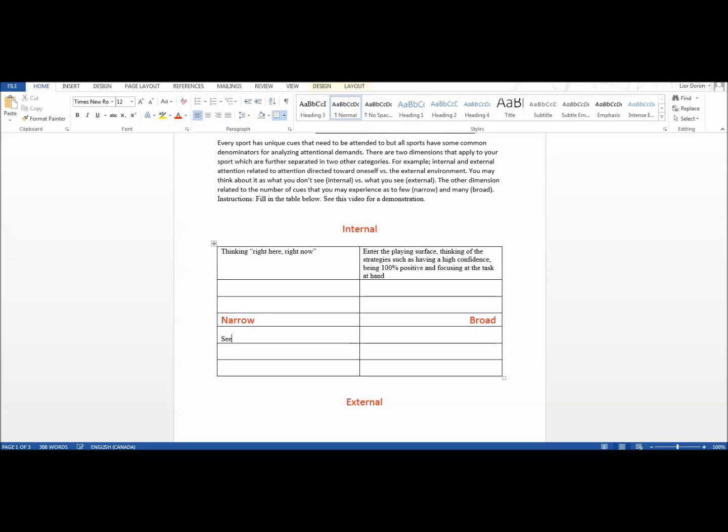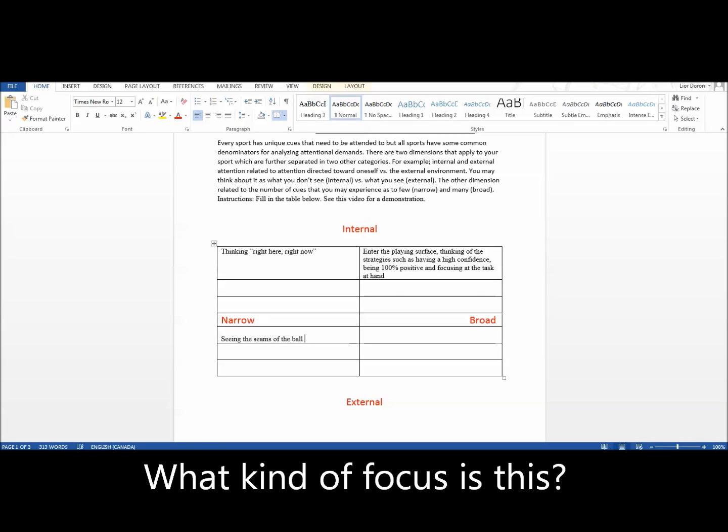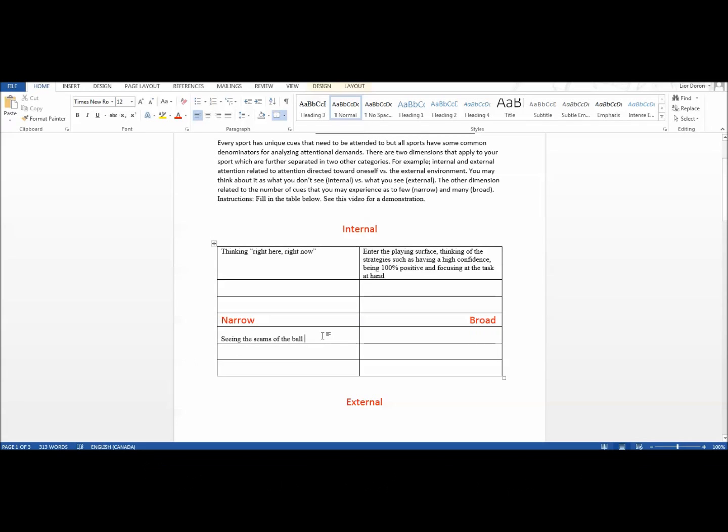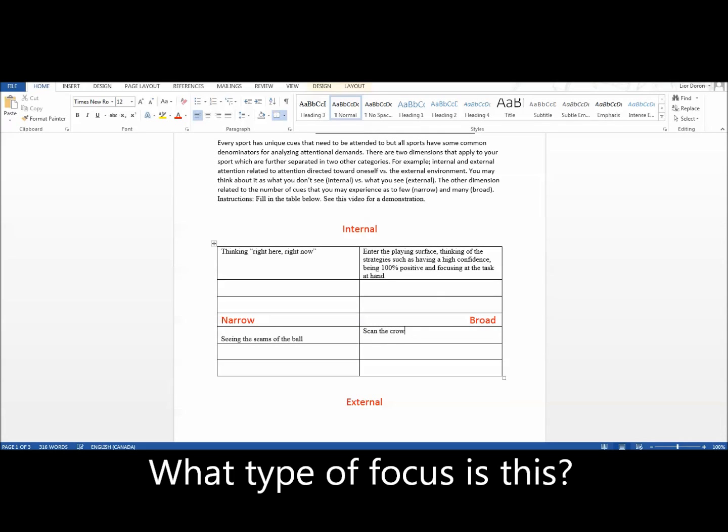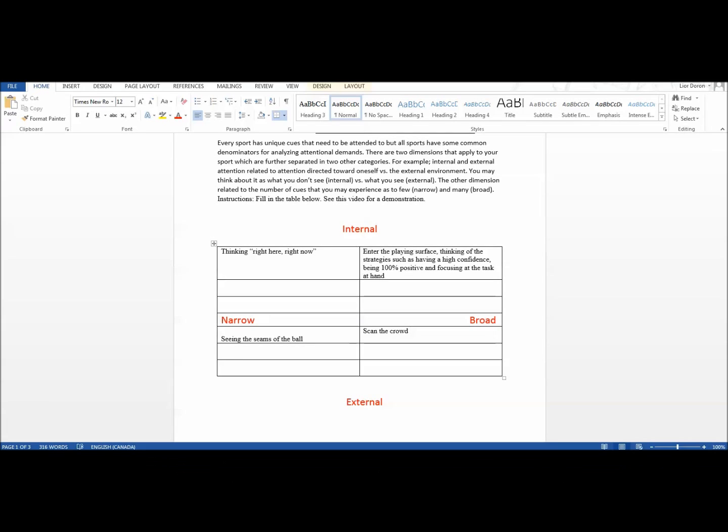Another example could be seeing the seams of the ball. Let's say you're thinking of a baseball, or for example a tennis ball, and you're really pinpointing and seeing the ball. So in this case it's narrow, external. You can scan the crowd. And when you scan the crowd, you are having a broad external focus.